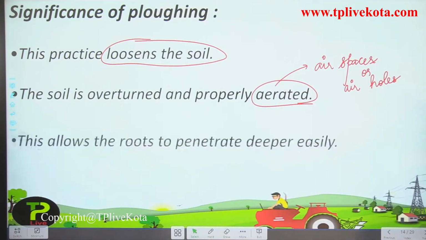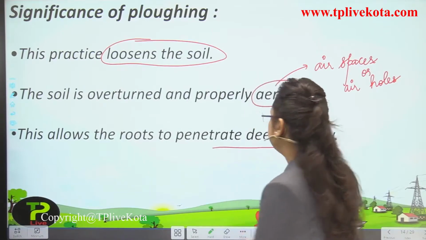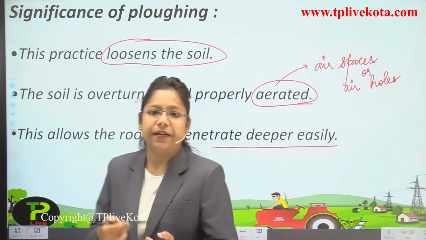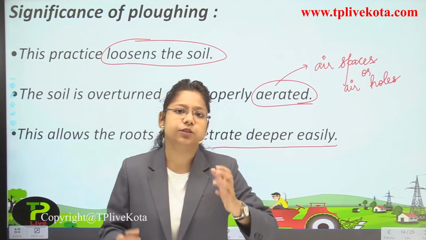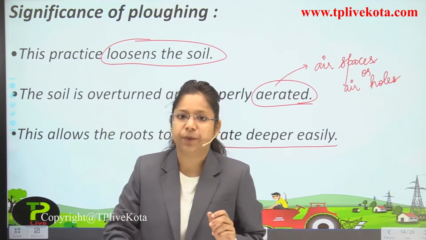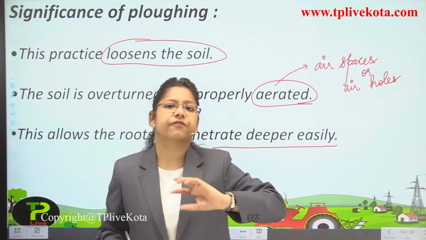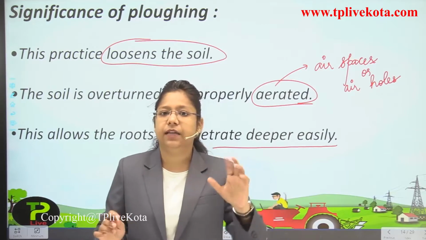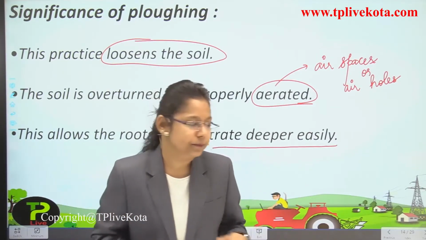Next, this allows the roots to penetrate deep easily. Why does this allow the roots to penetrate deeper? Because if the holes are created and the soil is loosened, then what will happen? The root will grow deeper and it will get proper breathing. And if it is functioning properly, with proper breathing, then the land is going to be cultivated very healthy.